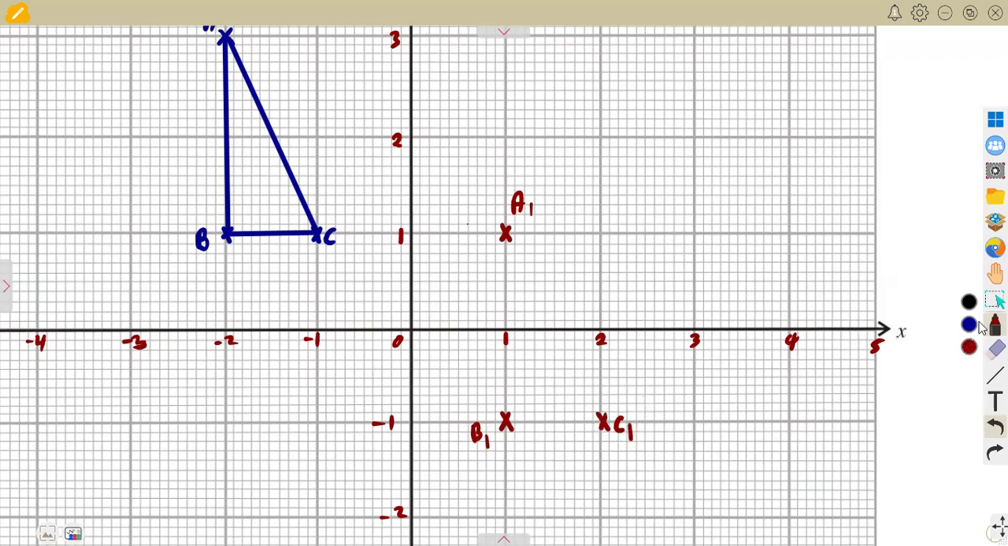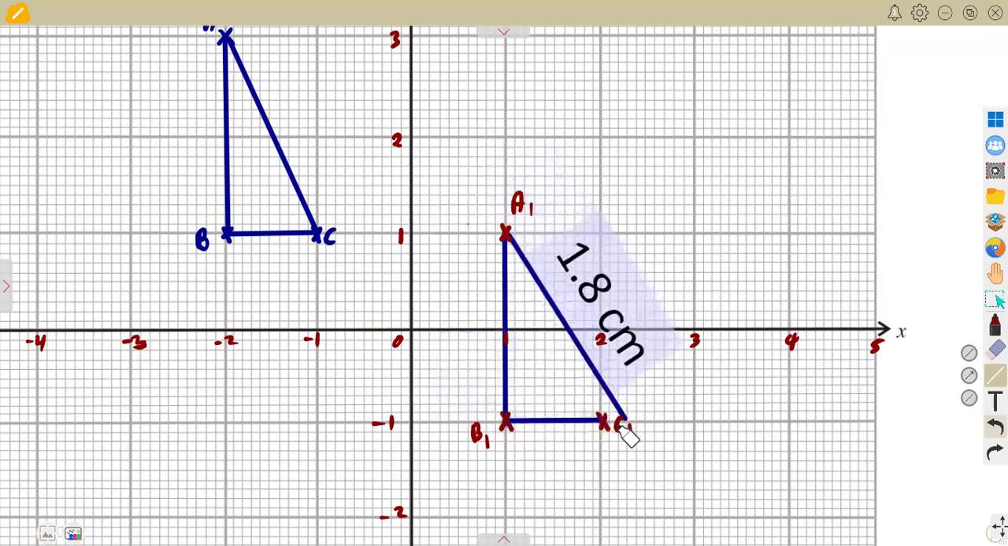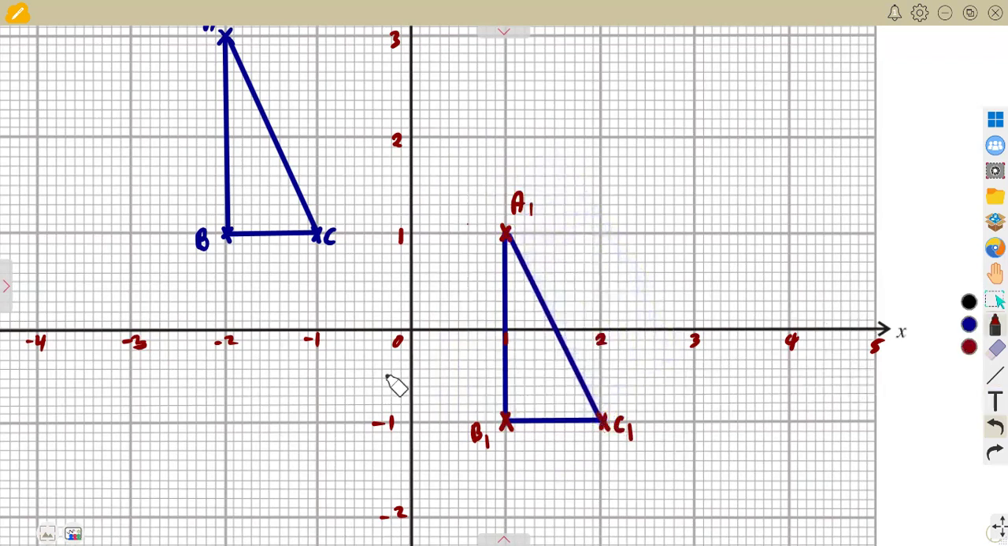Then again, like I said, you need to join these points, just like the previous case. So you're going to join from this point up to this point. You join from this point up to this point. You join from this point up to this point to form your shape, a triangle, at the end of the day.